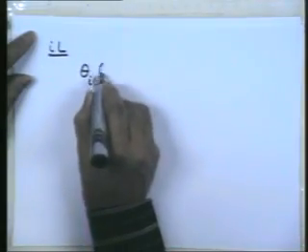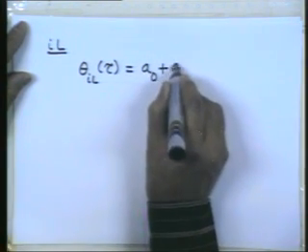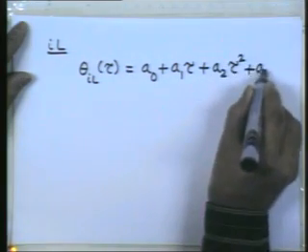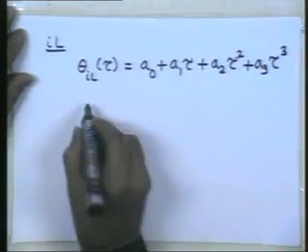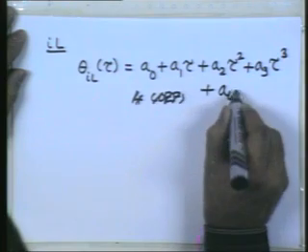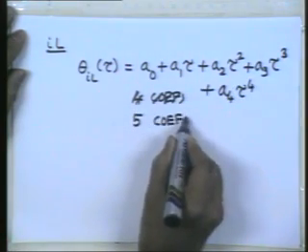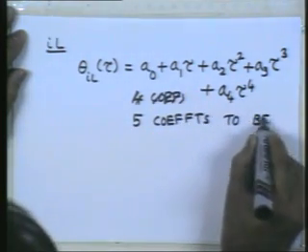Okay. So, from I to L, we can say that theta IL of tau is say A naught plus A1 tau plus A2 tau squared plus A3 tau cube. Now, because it is a 4th degree polynomial, we will have A4 tau to the 4. So, 5 coefficients to be found.